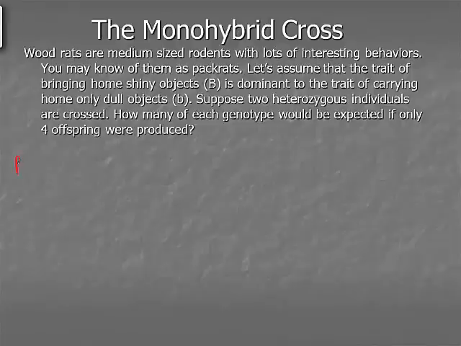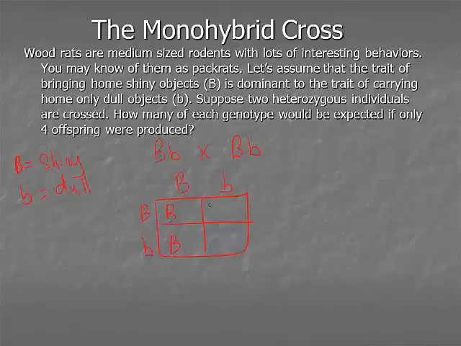Again, we'll make our key. Big B would indicate a pack rat bringing home shiny objects. Little b is a pack rat bringing home dull objects. Two heterozygous individuals means we will have both a dominant and recessive allele in each parent. Again, I am filling in one parent and then filling in the other parent.